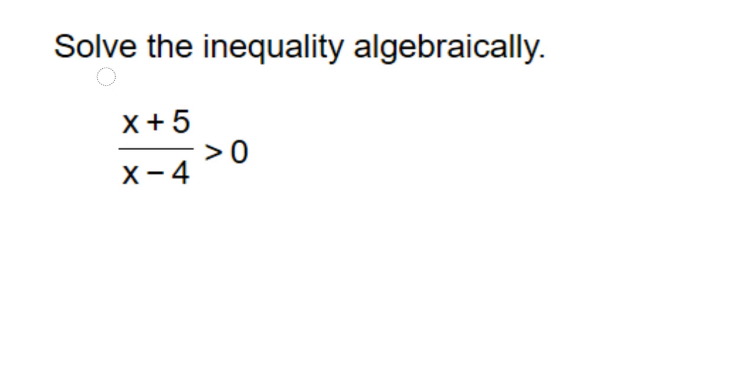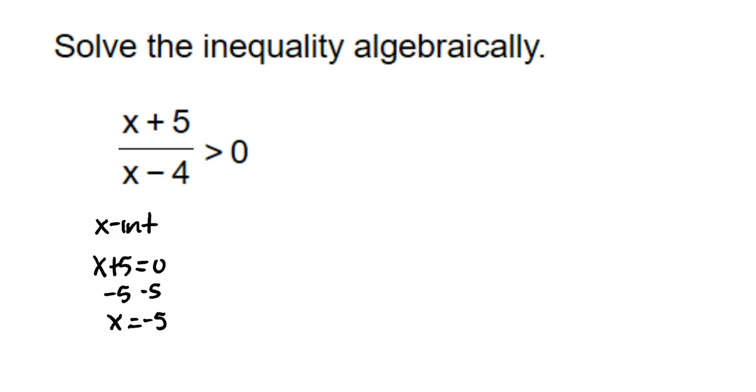In this example, we want to solve the inequality algebraically. So this type of inequality is a rational inequality, because I have a rational expression. And to solve the rational inequality, I want to find any x-intercepts. I can find the x-intercepts by setting the numerator equal to 0. If I subtract 5 on both sides, I get x equals -5.